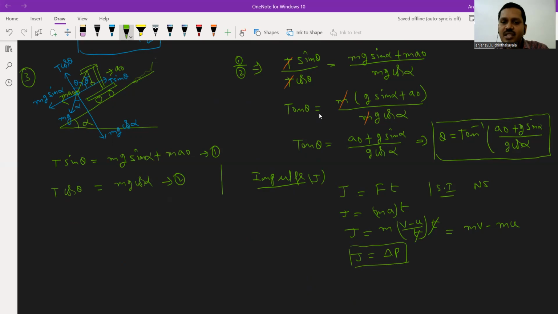Then see, impulse J: according to Newton's second law, force F is equal to ma, into time t, but m into acceleration is m into change in velocity by time, then dt cancels. After that, mv minus mu, which is nothing but the change in momentum of the ball. Then J is equal to delta P. J is equal to delta P means this is the change in momentum. So finally, impulse is nothing but the change in momentum of a body or ball.